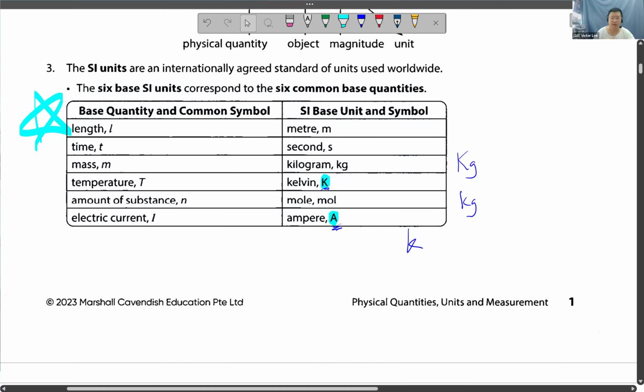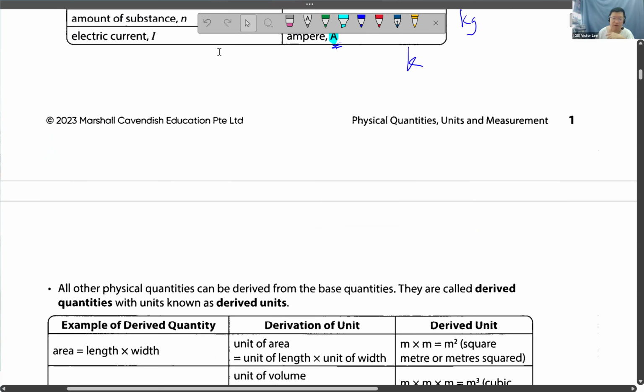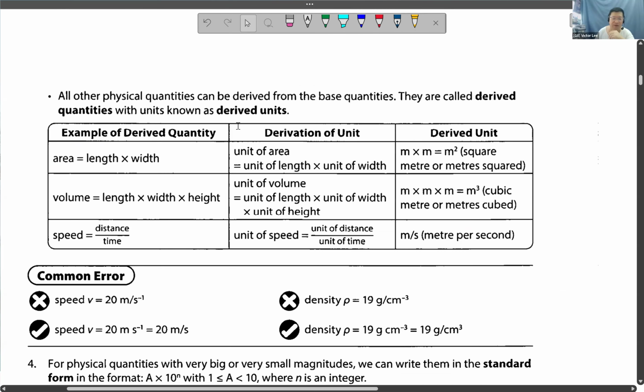All right, next one. Now, all these are derived quantities. If you don't know the word derived quantity, as long as it's not base, it must be something else, so it's just called derived. But I don't think they ask you for the word. So derived quantity is derived from the base quantity. For example, area is length times width, volume is length times width times height, speed is distance over time. All these are derived ones.